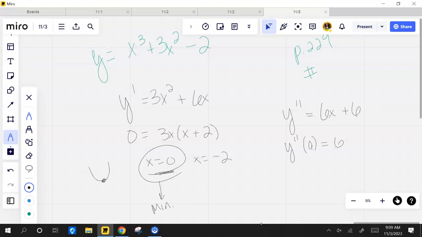Well, you'd have to plug it back in here. So if you plug in 0, you get -2. So relative minimum of -2 at x equals 0. But for this, they just asked you where it happens, not what it is.